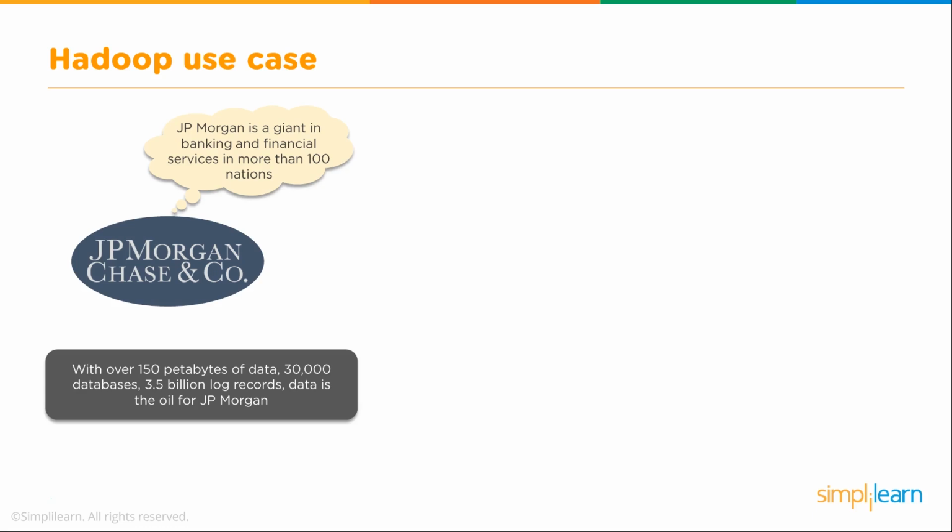And so with over 150 petabytes of data, 30,000 databases, 30,000! Could you imagine trying to pull 30,000 databases from around the world so that you could do analysis on it? 3.5 billion log records. Data is the oil for JP Morgan. That's how they know where they're going to invest. Who are they going to trust to give loans to? How are they going to leverage the loans they have in their investments? All of that stuff is, the term, the oil for the industry. That is their gold. That is what they use to make their business.